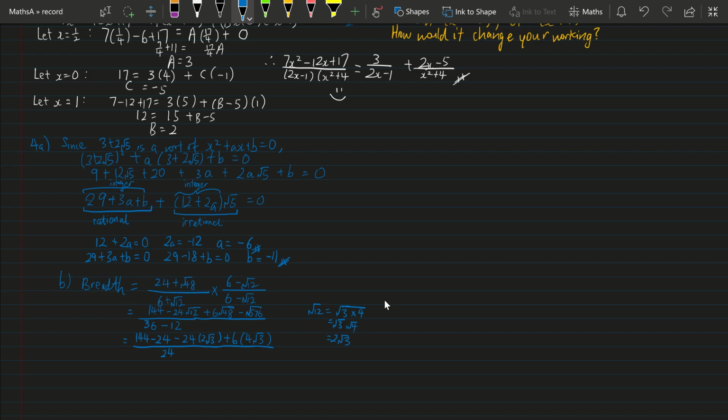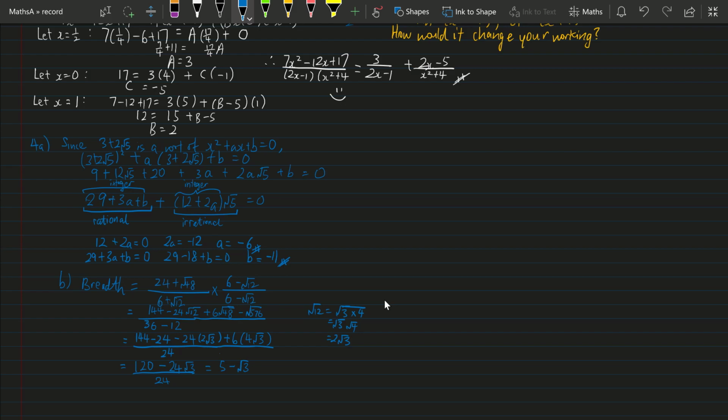Nice. So now we can do the simplification. Shouldn't be too difficult. 144 minus 24, 120. Minus 24 times 2 minus 48 plus 24. So I'm going to get minus 24 square root 3. This whole thing is over 24. 120 divided by 24, 5. Negative 24 divided by 24 is just 1.